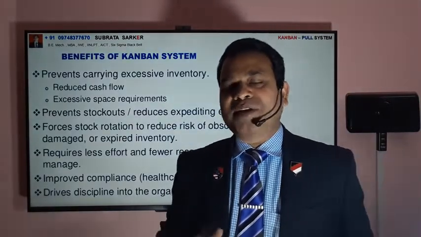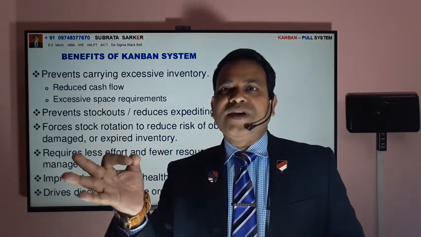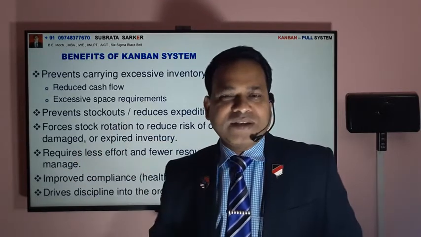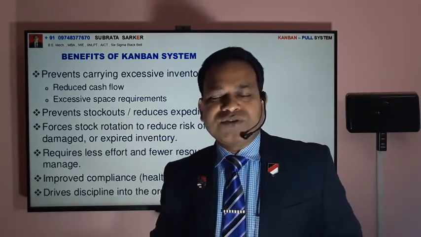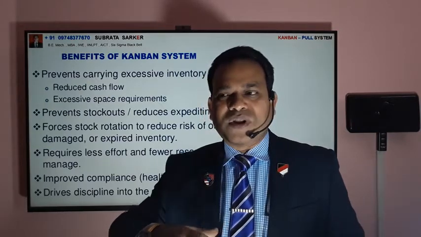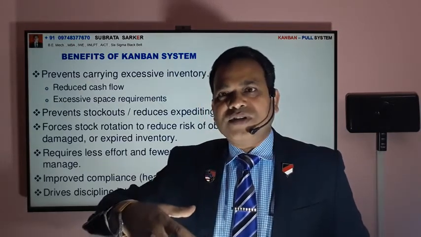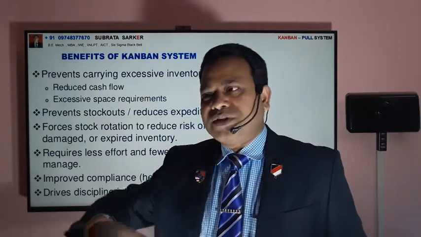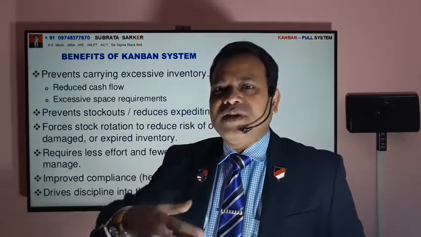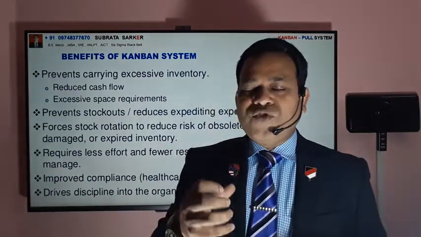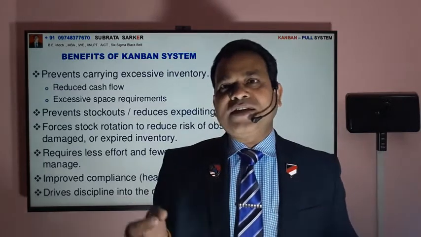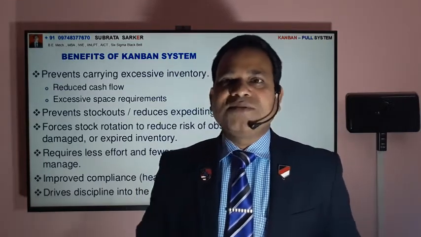And some other benefits. Number one, it eliminates the scheduling complexity. In a push system actually there is a lot of complexity in the schedule. But the Kanban system works only on the pull system. So you have an order, you will make it. It's not that you have a firm forecast, you will make it. So this is actually another advantage of the Kanban system.